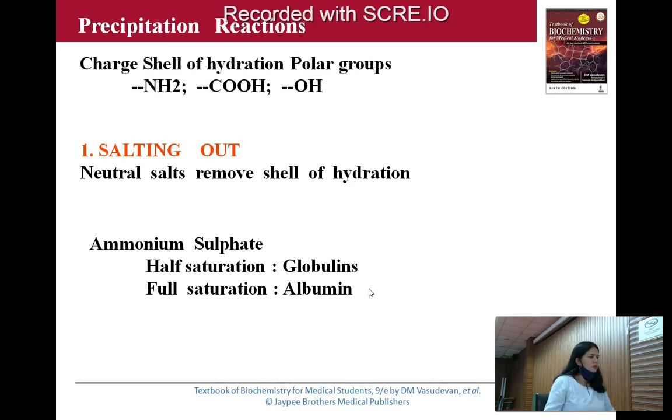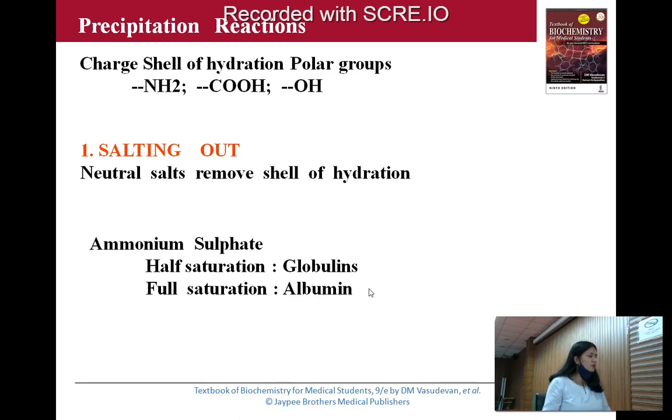Ma'am, a protein with a bigger surface area will have many polar amino acids present on the surface, so they tend to form more hydrogen bonds with water. So the layer of water will be more if the surface area is more. Yes or no? Yes, ma'am. So if the protein has a low molecular weight, it has a bigger surface area, and so a larger layer of hydration.